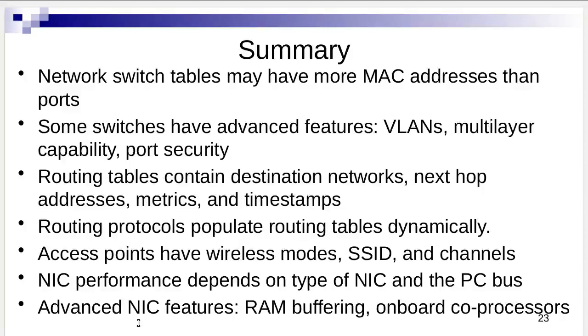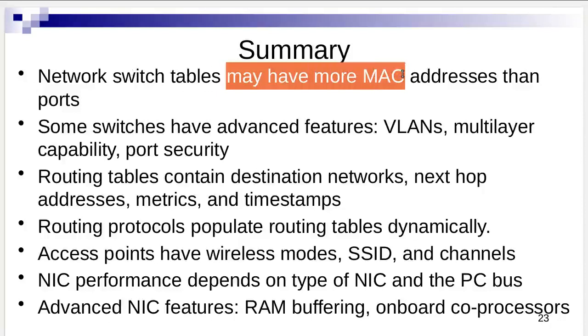Okay, so to summarize the two videos, this video and the previous one, we looked at network switches and how they work. They use switching tables, which are usually pretty simple. There's just one entry for each port, unless you have multiple switches in a single LAN, and in that case you may have more MAC addresses than unique ports. So you may have multiple MAC addresses on a single port in a switch table if you have more than one switch in that LAN.